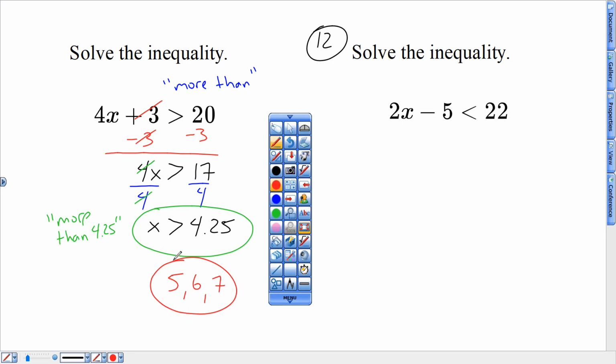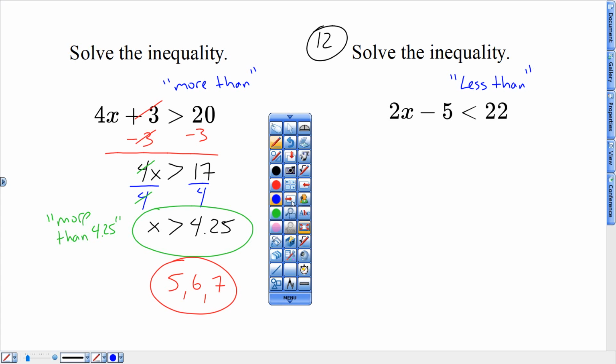I want you to solve for this one and then give me three numbers that satisfy this. Remember, this one looks like an L. This one is less than. So when you solve this, I want three numbers less than that answer. All right, here we go.